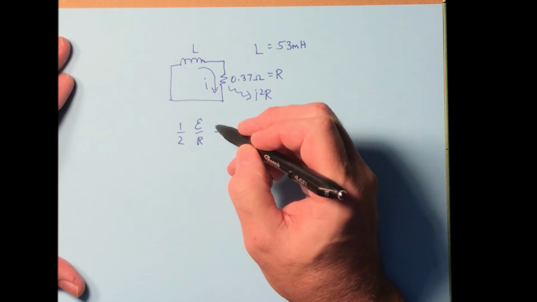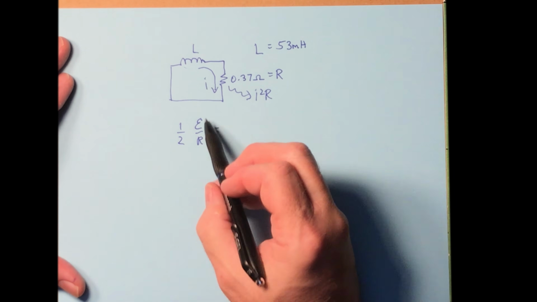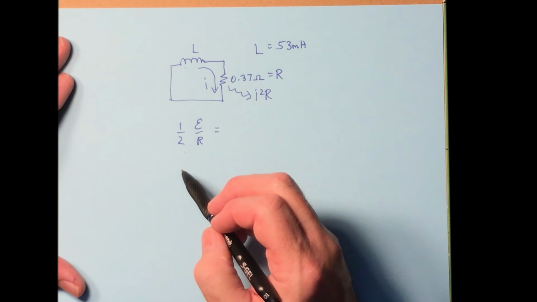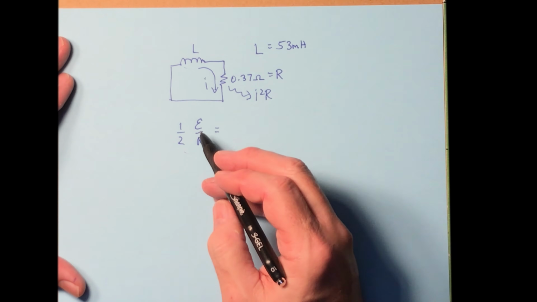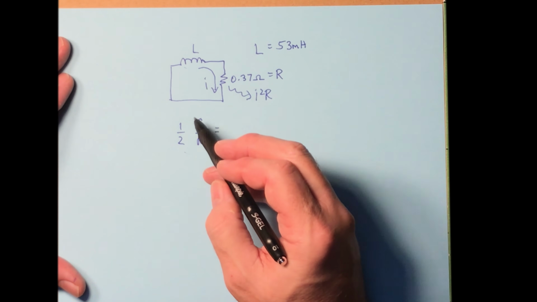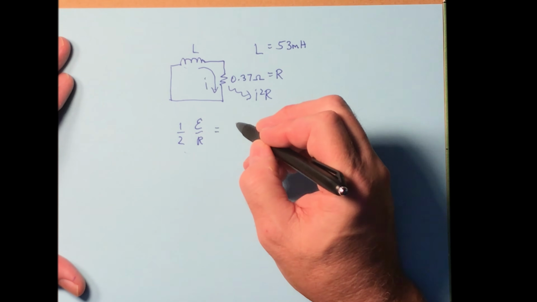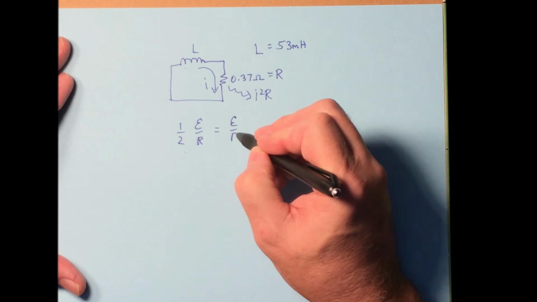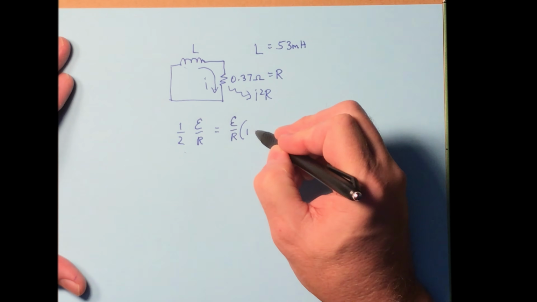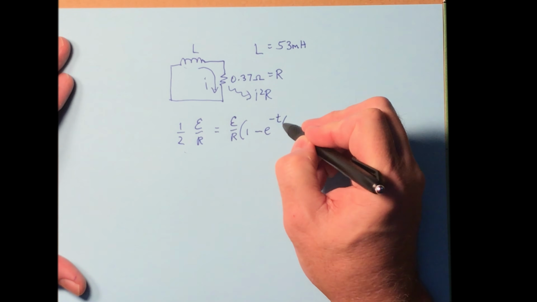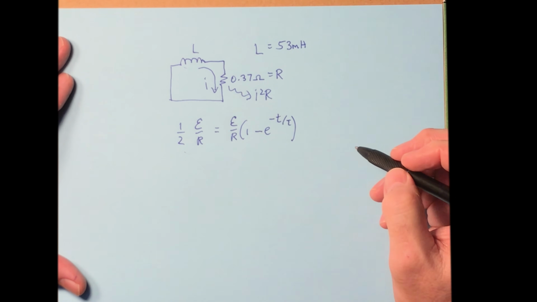So the question is, how long before it reaches this right here? Half of the equilibrium. Let me say it again. Half of the equilibrium current. All right, well, if we look at the equation for current, it's E over R times 1 minus e to the negative t over tau, like that.